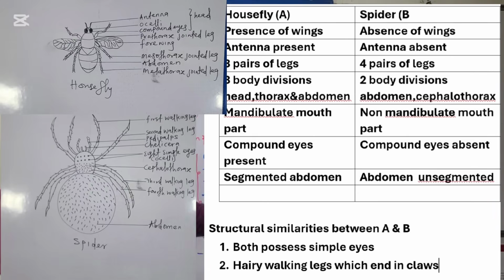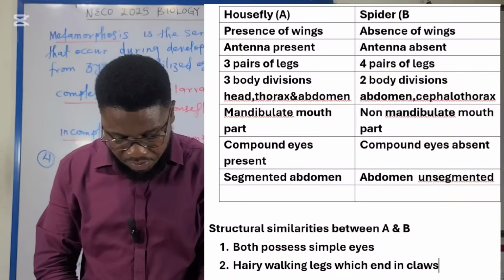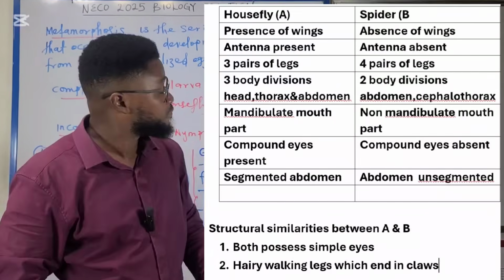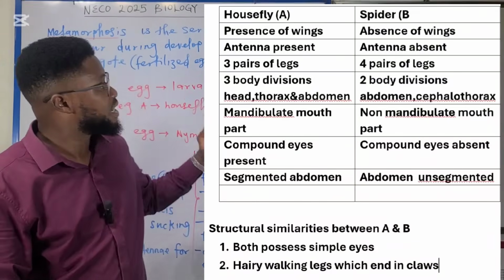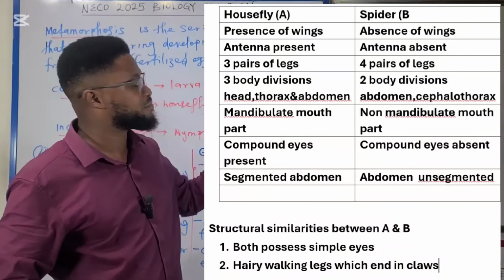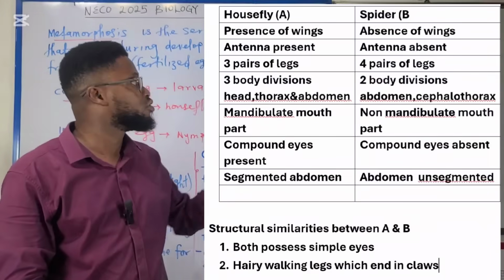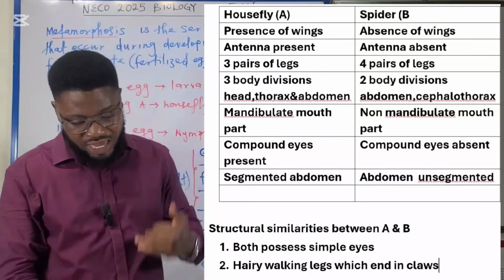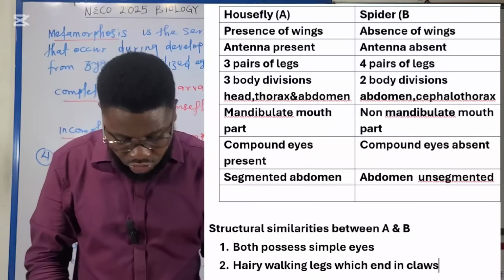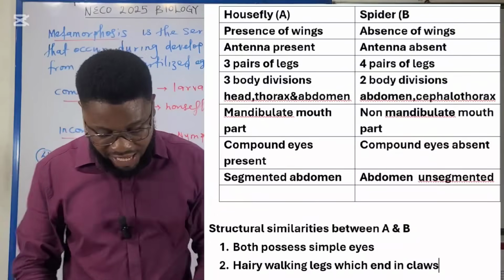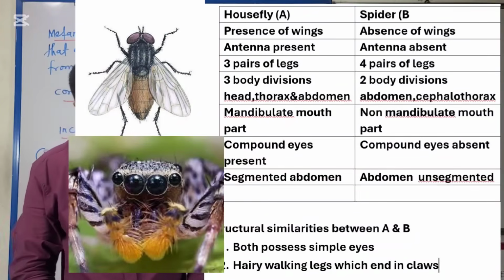Also, for specimen A, the housefly, the mouth part is a mandibulate mouth part. For the spider, it is a non-mandibulate mouth part. You wonder how we are able to see the mouth part of the housefly and spider. In this practical, we were told to make available a hand lens or a magnifying lens. So if you view specimen A and B with a hand lens, you will see that your housefly has a mandibulate mouth part. Your spider has a non-mandibulate mouth part.